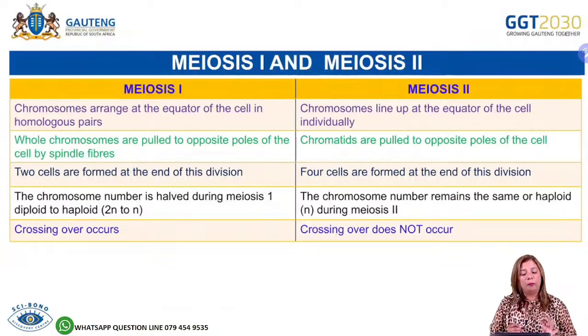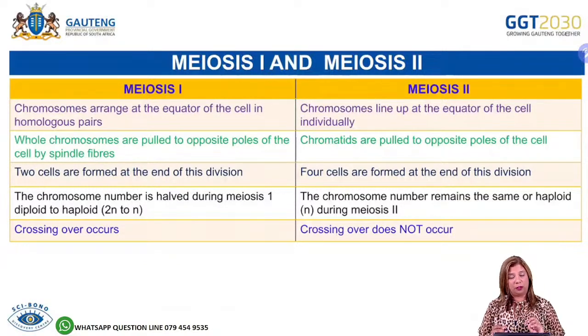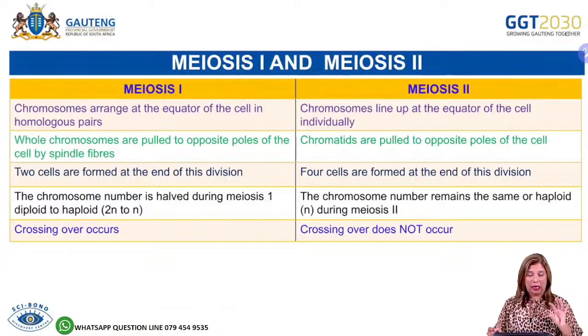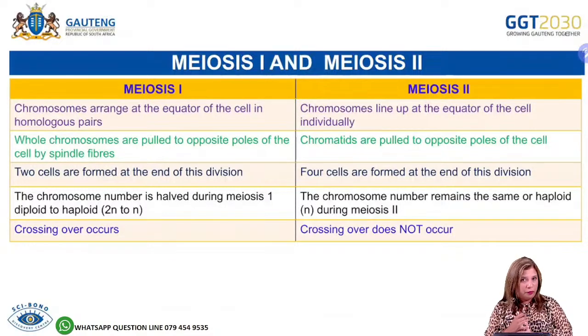Let's look at the comparison between meiosis 1 and meiosis 2. Now remember, we have been through prophase 1, prophase 2 with you. Then metaphase, then anaphase, and telophase I went through with you. So now we need to compare. How is meiosis 1 different? Why can't it just be the same thing? It's not the same thing.